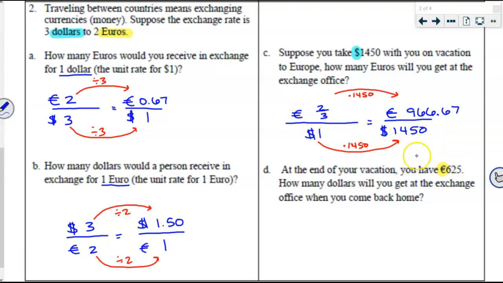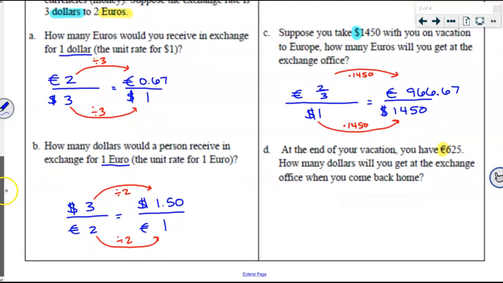Now we go on vacation, we spend a bunch of those euros. At the end, we have 625 euros left. It doesn't make sense to bring those euros back to the United States because we can't spend euros here. They would just be sitting. So it makes more sense at the end of that vacation to transfer them back into dollars so that we can use them. So again, we're changing our euros back into dollars.